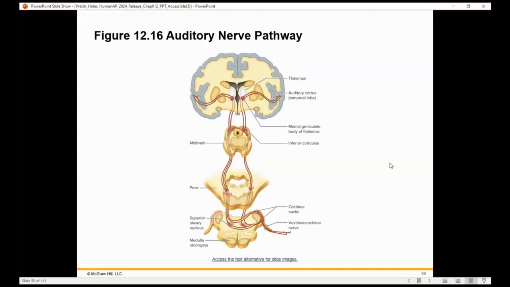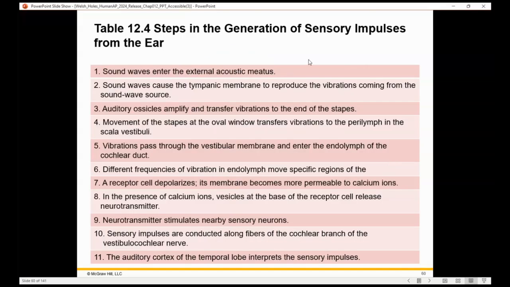This table goes through the steps in the generation of sensory impulses, as we have talked about previously. This is a good chart to get to know. So first, the sound waves enter the external acoustic meatus. Then the sound waves cause the tympanic membrane to reproduce the vibration coming from the sound wave source. The auditory ossicles amplify and transfer the vibrations to the end of the stapes. The movement of the stapes at the oval window transfers vibrations to the perilymph in the scala vestibuli. The vibrations then pass through the vestibular membrane and enter the endolymph of the cochlear duct.